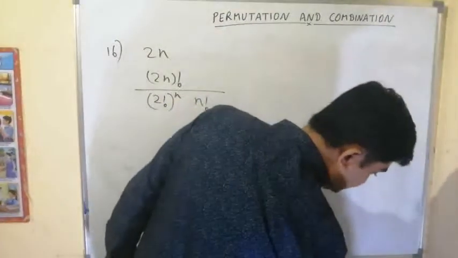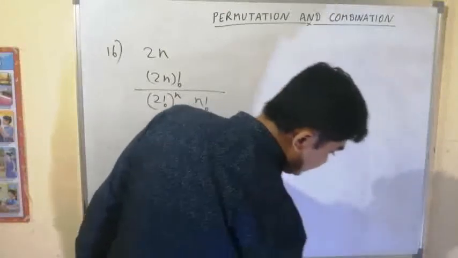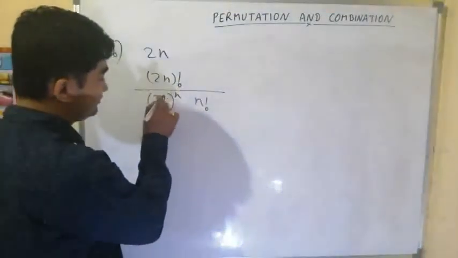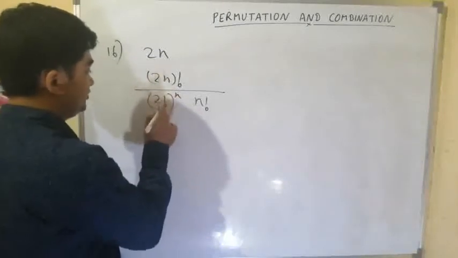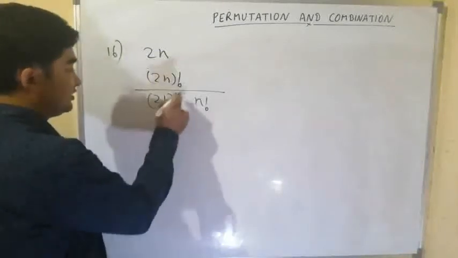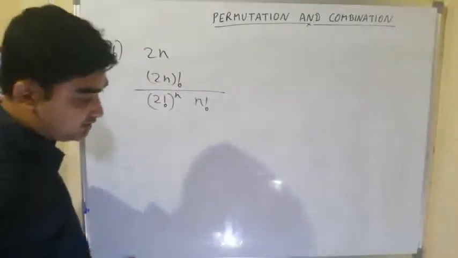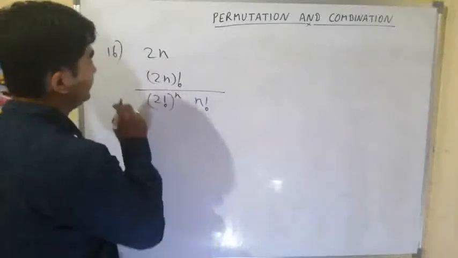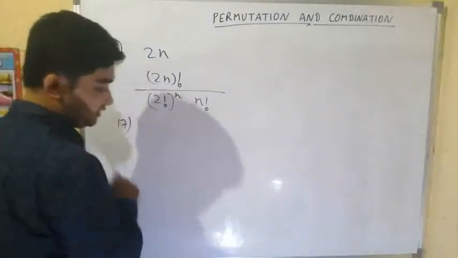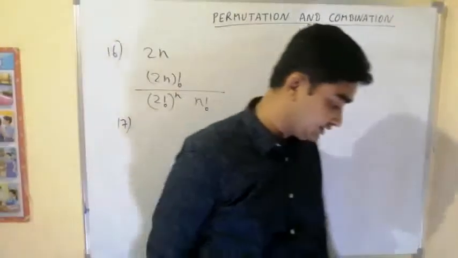So the answer is C in that option, but in the book 2n factorial is given in the denominator, which is wrong. It is only 2 factorial power n. So the answer is 2n factorial divided by n factorial into 2 factorial power n. So this is the correct answer. Now we will do the next problem, that is question number 17.